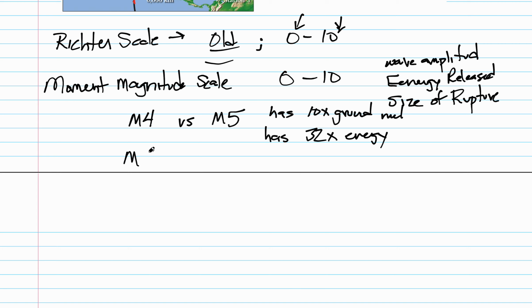Imagine the difference between a magnitude 3 versus a magnitude 7. That would be 10 to the 4th ground motion. Right? What is that? That's 10,000 times more motion. That would be so much more destruction.